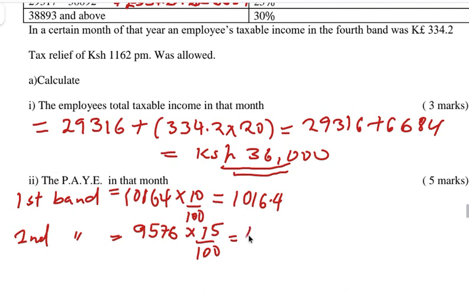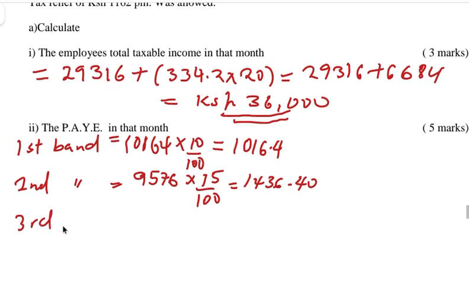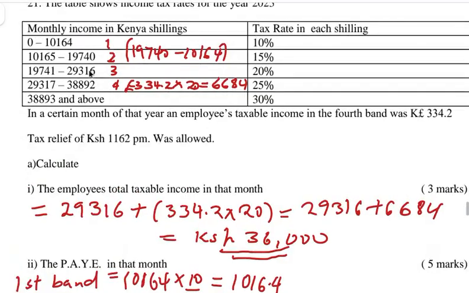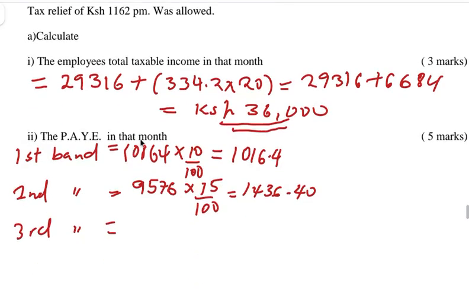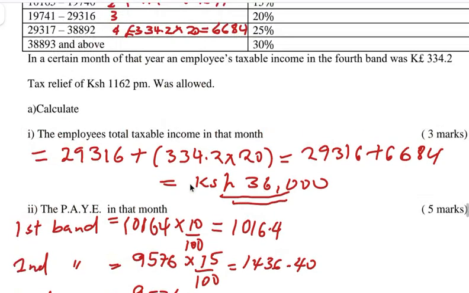1,436.40 pia. So in the third band pia usually huwa za repeat, lakini si kila siku itakuwa 9,576. Wa confirm wapi? Wachukua the same thing, same protocol. Tutachukua 29,316 minus 19,740. So hizi mbili ukisubtract bado itakupa hiyo 9,576. Sometimes haitakupa same, itakupa different, so you have to confirm.